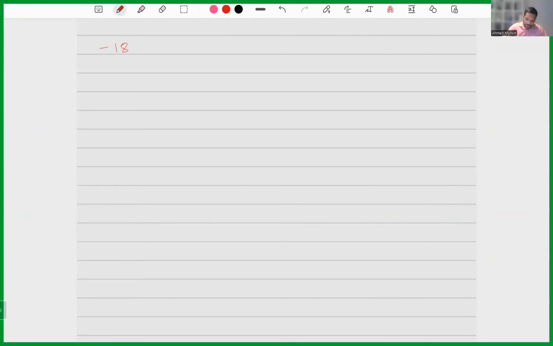Step number 1: write it in binary as 18. Initially we take it as positive 18. If you put the position value table, we have 1, 2, 4, 8, 16, 32, 64. And remember, we are dealing in 2's complement, so you can't put 128. You have to put minus 128.